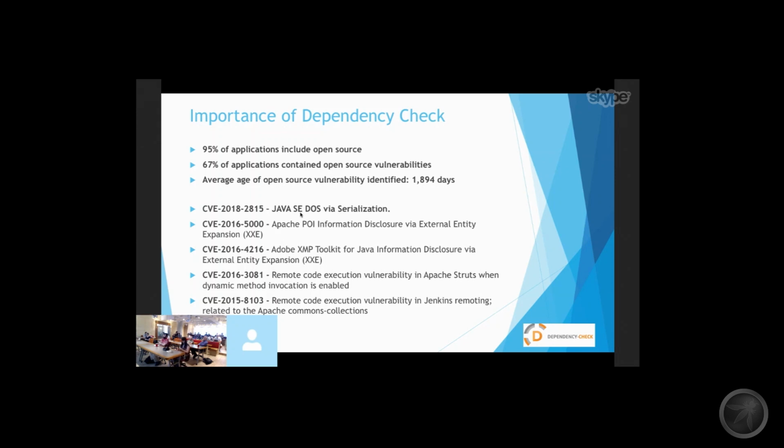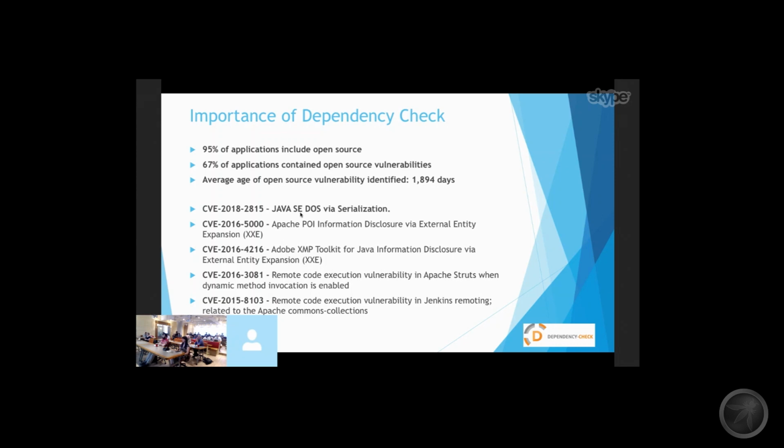Even though we have an enterprise application library, it's a big task for the developers to keep track of all the libraries, all the versions that they are maintaining. To give you the figures, 95% of applications include open source, and 67% of applications contain open source vulnerabilities because of these libraries or the extensions that we use.